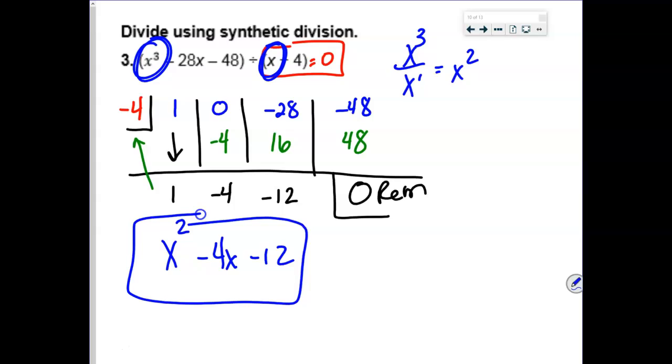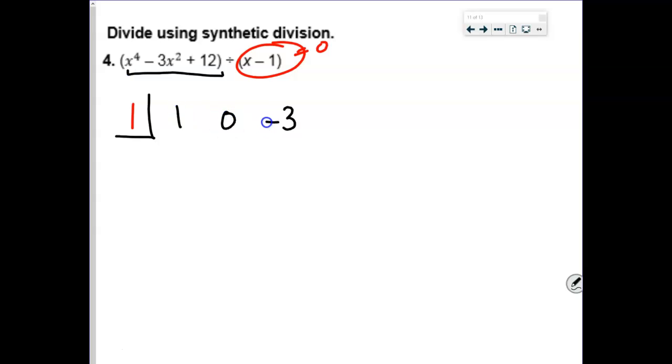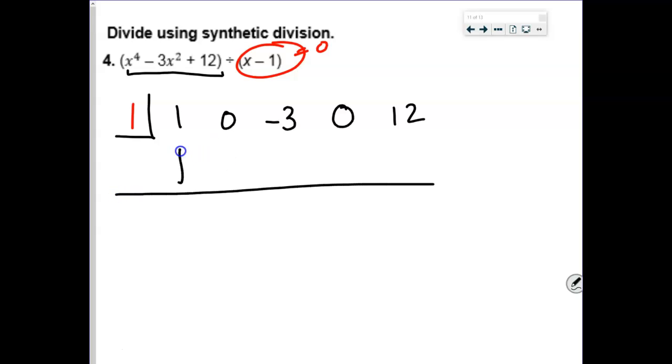The next question, let's see if we can speed through it. Ready? What goes in the box? 1. Plus 1. Very good. The solution to your divisor is a 1. Coefficients. What you got? 1, 0, -3, 0, 12. Nice call. 1, 0x to the 3rds, -3x squareds, 0 x's, and a 12. And that goes all the way down to the constant. Don't forget, guys, you got to bring it all the way down to the constant.